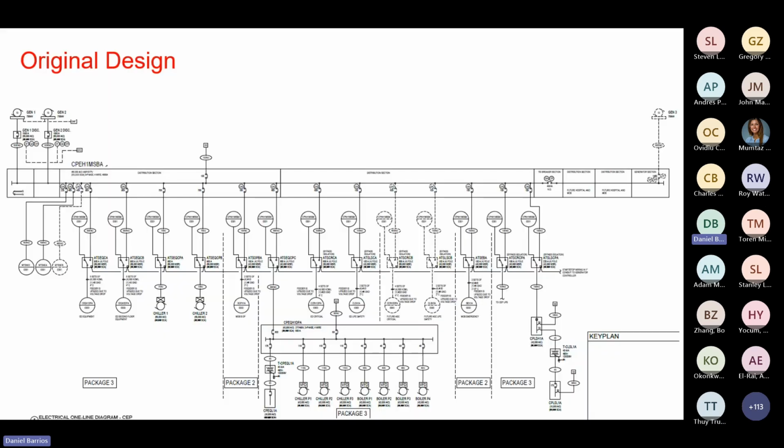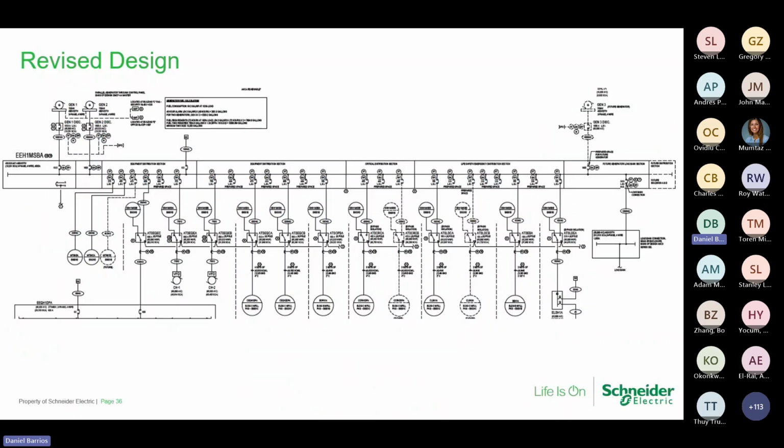The case studies. So here we are. You saw this one a little bit earlier, but the original design showed just as we did. And we're back to the same comments that it was a main lug only distribution and there was a tiebreaker and the engine start wiring.